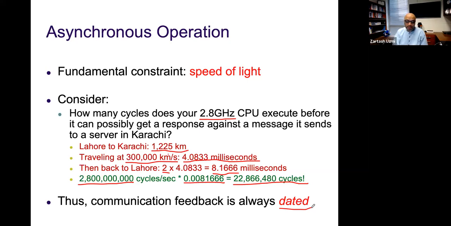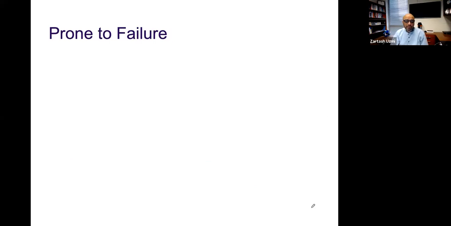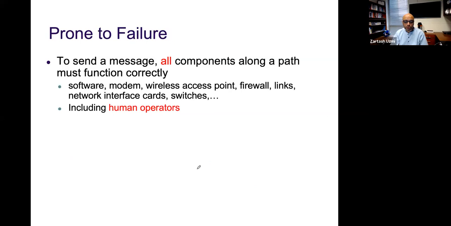Okay. Now, another defining characteristic of the internet is that it is prone to failure. And we see that very often, especially when you are on campus, on LUMS network, trying to register for the courses. So to send a message, all components along a path must function correctly. What we mean by that is, if I am sitting here, I'm connected to this Wi-Fi access point, this is connected to a switch on this floor, then the switch in the basement, switch in the IST department, another switch in the ISP, and maybe many switches between myself and you, and these switches are connected through links.